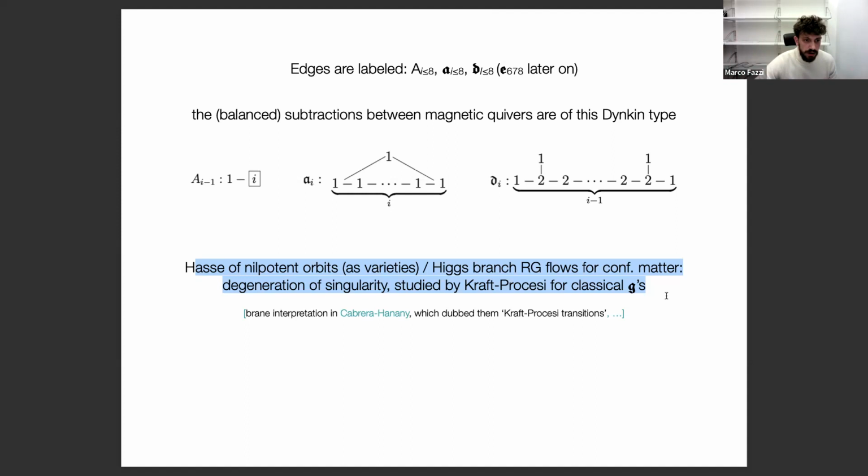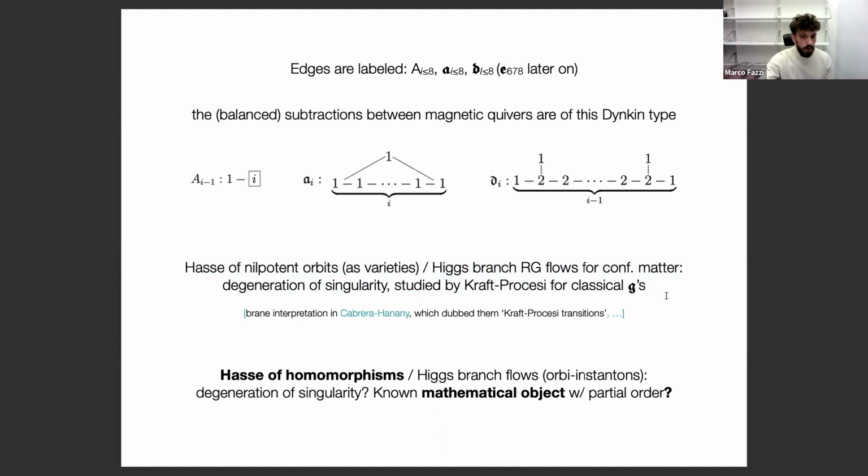So given what we just said, given what we found, even in the simple k equals 6 case, the question is now, in the Hasse of homomorphisms, or said differently, in the hierarchy of Higgs branch flows for orbi-instantons, why are we seeing Kraft-Procesi kind of transitions appearing? So are we degenerating the singularities of some mathematical object that is partially ordered? This is a question that we will try to answer with a conjecture at the very end of the talk.